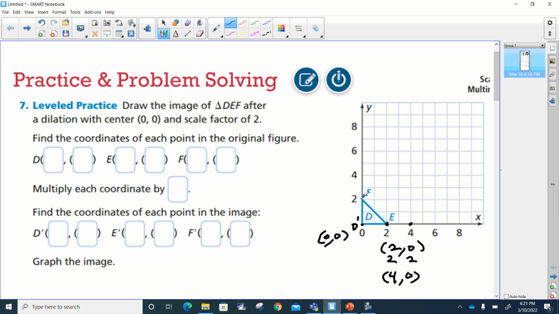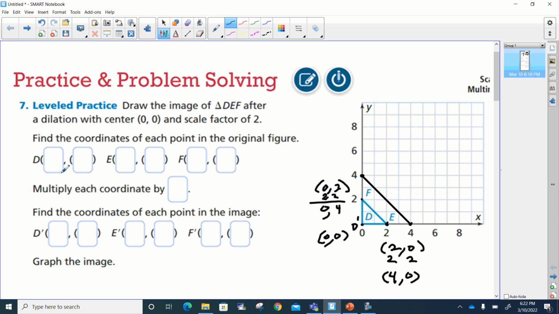Then we look at F, which is 0 and 2. And I think everyone's catching the rhythm here. When we multiply this by a scale factor of 2, this is going to give me 0 times 2, which is 0, 2 times 2, which is 4, and that gives me 0, 4. So 0 and 4. And that tells me that my new triangle will be from here to here. Okay?